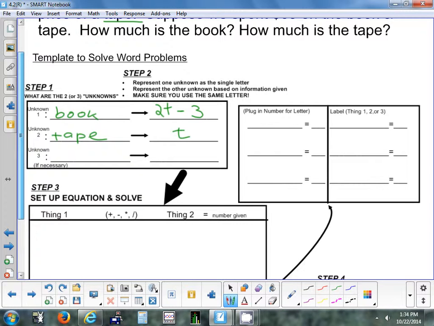Okay, so what are we going to do? There's the price of the book, and then we have the price of the tape, which is just T. And what did we spend on them together? Well, 63. Now, how would you find the total? If you spent money on a book and a tape, what would you do with the two prices? You would add them. That's the key. And then what would it equal?